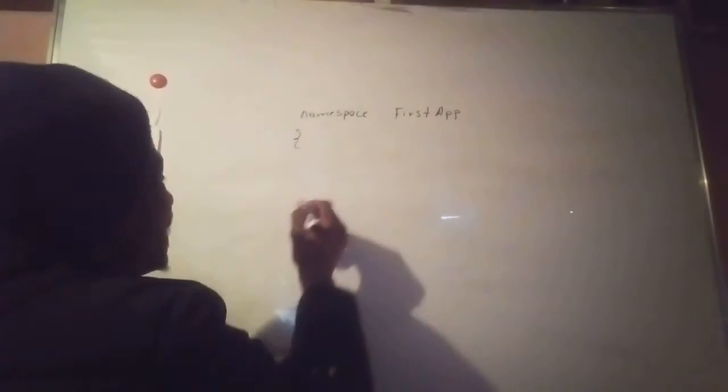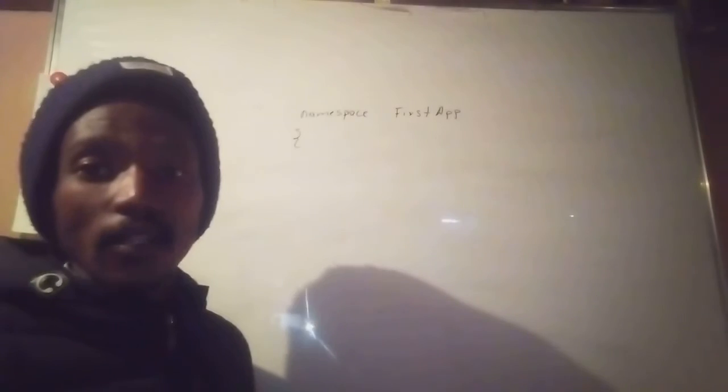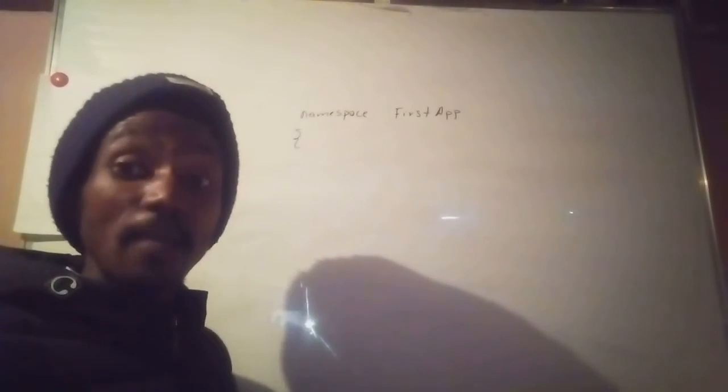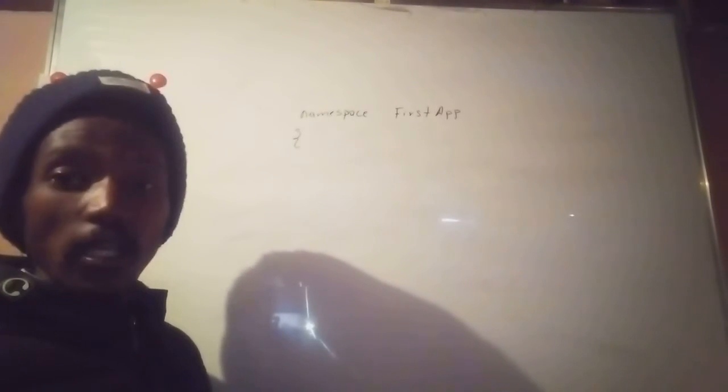So within a namespace, we can define the types. You can only define types of your application within a namespace. You can't define them anywhere else. You have to define them within a namespace.